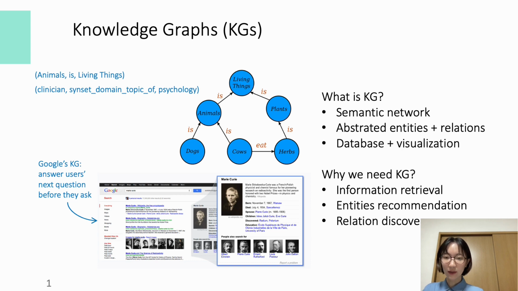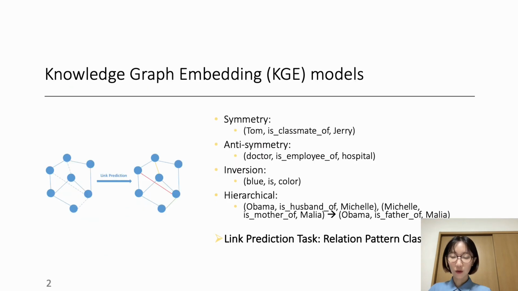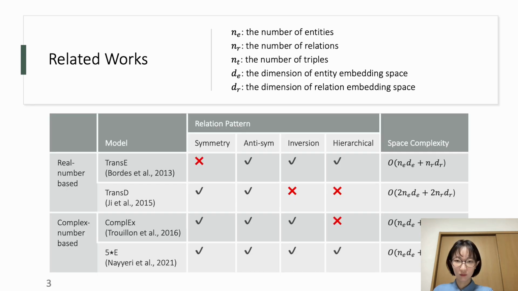KGs can be applied in diverse natural language processing tasks where knowledge is required: information retrieval, entities recommendation, relation discovery, and so on. For example, Google's KG can help answer users' next questions before they ask. Knowledge graph embedding models are designed for automatic link prediction.